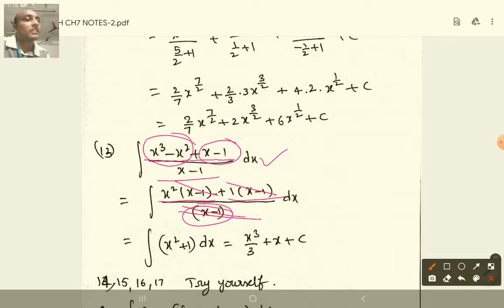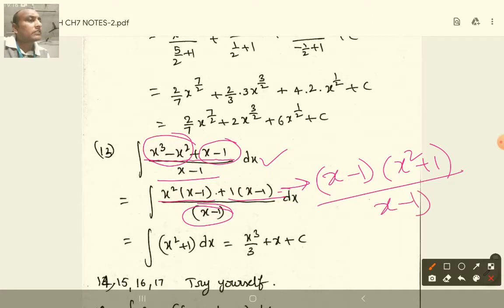Otherwise, you can do like this. See, in this you take x minus 1 common. x minus 1 into x square plus 1 inside. Factorization has been done. Cancel x minus 1, so that you get x square plus 1. So integration of x square plus 1 is x cube by 3 plus x plus c. Done. Because the power n plus 1 by n plus 1 formula is applied.